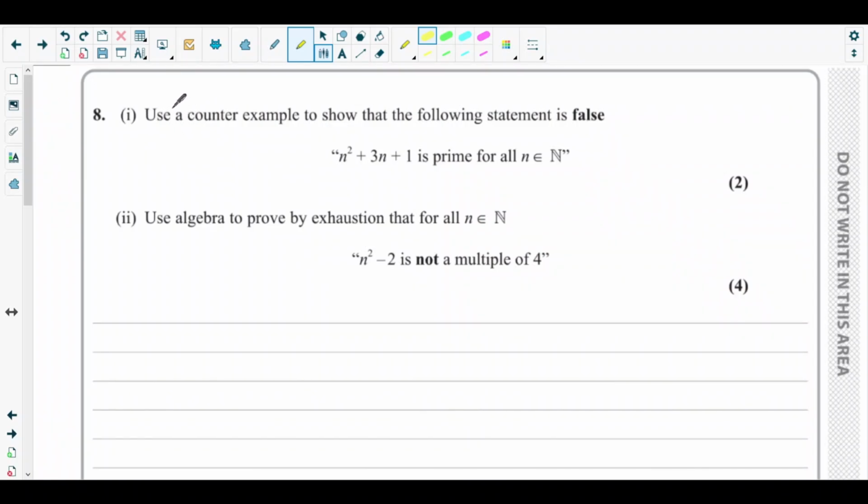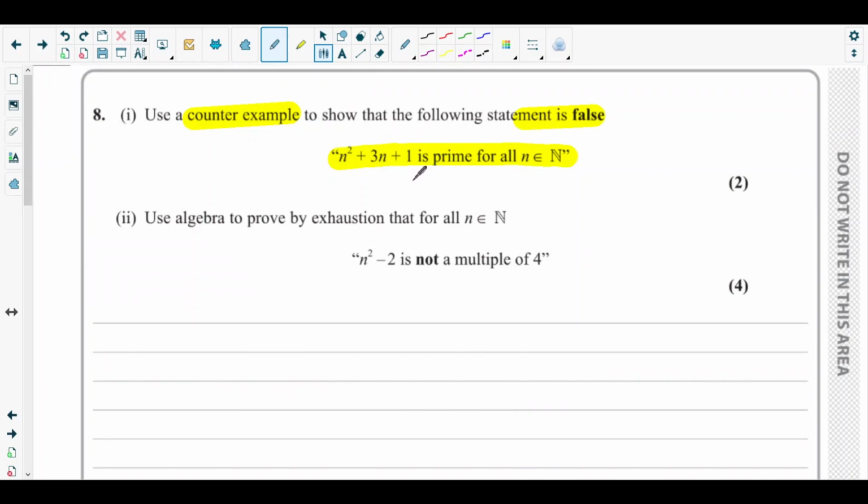Part 1 asks us to use a counterexample to show that the following statement is false. The statement is: n squared plus 3n plus 1 is prime for all n element of natural numbers. Natural numbers are 1, 2, 3, 4, 5, all the positive integers, except 0. 0 is not a natural number. So we need to disprove this statement.